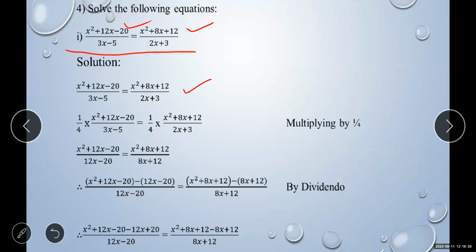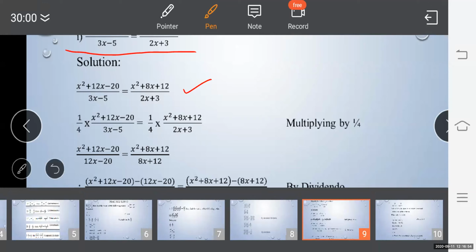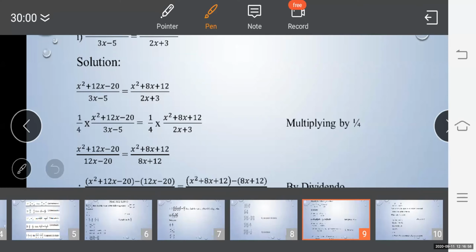To find out the value of x, we have to cut some terms. If you want to cut something, it should be the same. If there is +4 and -4, only then can we cut it. We just want the same terms with a different sign. So how will you get the same terms with a different sign? For that, what do we have to do?